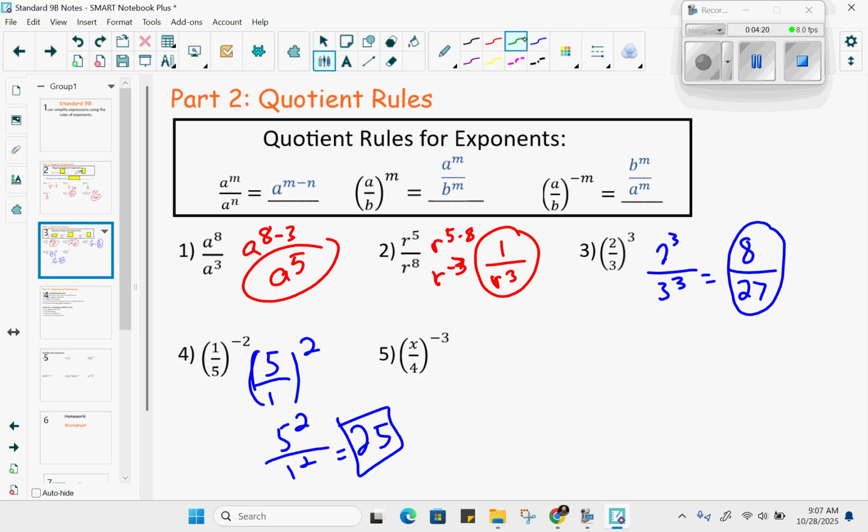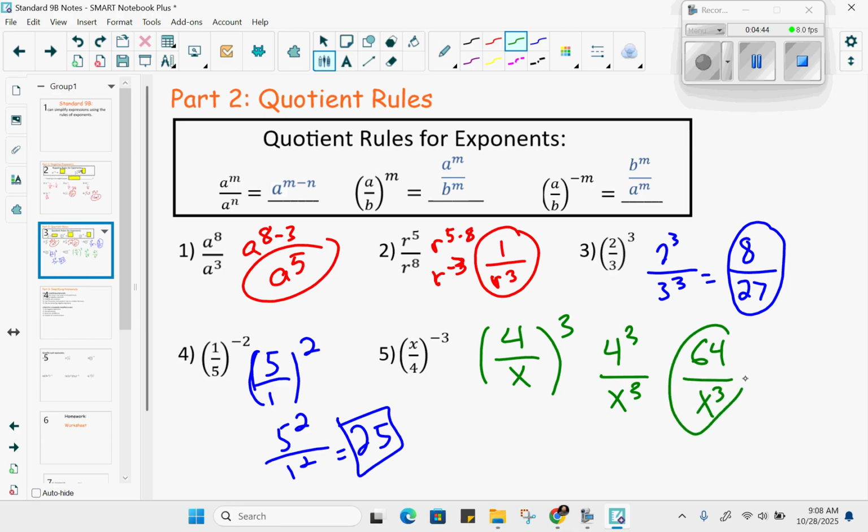Let's switch this one to green so we can see it. Now I have x over 4, all raised to the negative 3. I'm going to flip it: 4 over x, all raised to positive 3. Then I'm going to distribute it just like we did for the middle rule. So 4 to the third over x to the third, or 64 over x to the third.